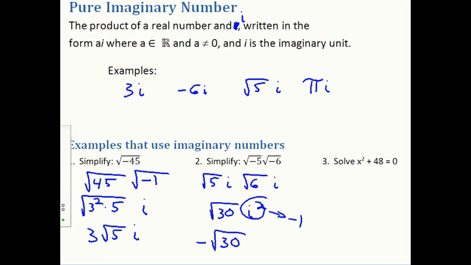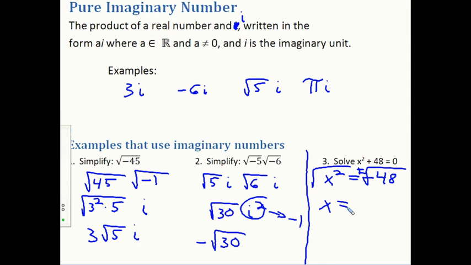And the last example here is actually a solve. This was under one of our last objectives. We should be able to solve things in this form. x squared plus a number equals 0, and this is a positive. So what we're going to do, we're going to subtract 48 from both sides, so equal to negative 48. And then we would take the square root of both sides. We put plus or minus.